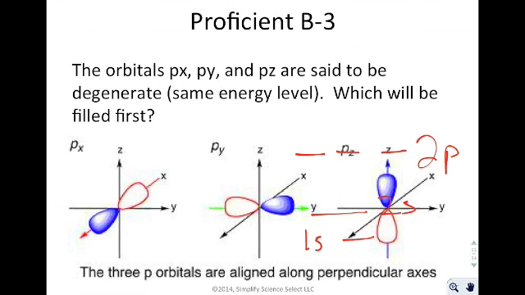Okay, a lot of people say, well, you fill the one on the left first, but there's no way of knowing which one is the left and which one is the right unless you put it in a magnetic field. So because of that, you don't know which one will be filled first. It's going to be random at that point because these are lined up, and so it'll fill up whichever one it gets to because they're the same energy.